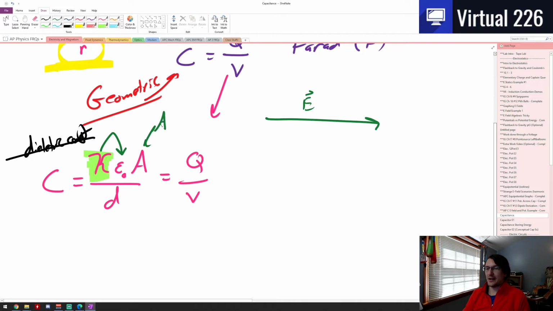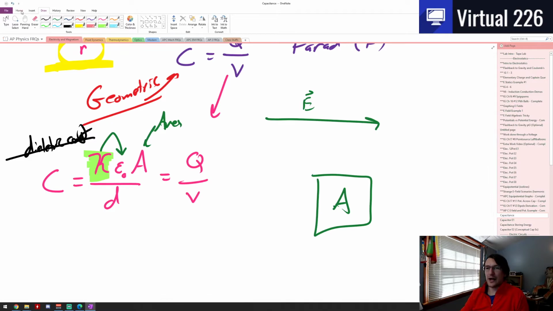A is the cross-sectional area. So if you have a parallel plate like this and then one behind it of the same shape, if we're looking front on, that's the cross-sectional area there, okay? And it really stands for the area of overlap.